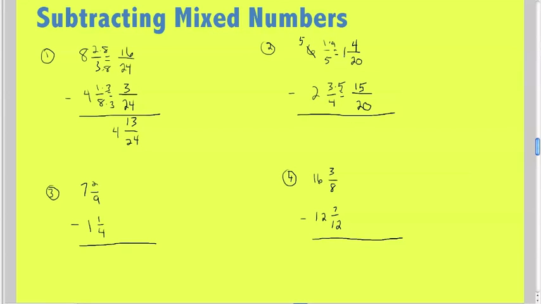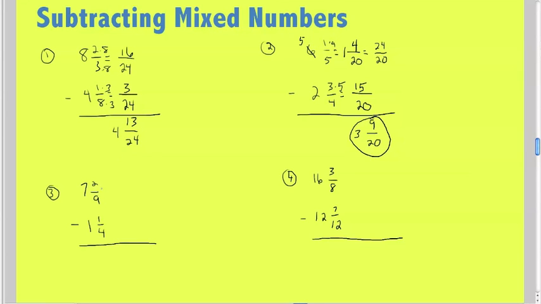So what I can do is just change this 1 4/20 into an improper fraction. And that'll become 24 over 20. I did that by taking 1 times 20 plus 4. So I have 24 over 20. I can now subtract 15 over 20 from that. So 24/20 minus 15/20 is going to give me 9/20. And 5 minus 2 is going to give me 3. So my final answer is 3 9/20.